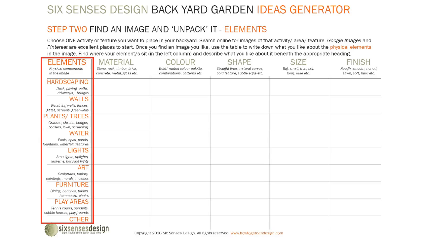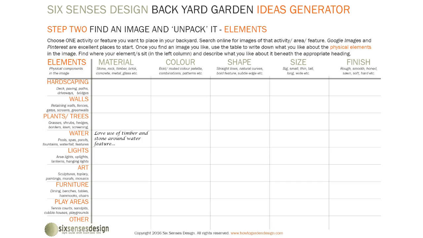As you unpack your image, use the left column to locate the component that interests you, and then write a short description about why you like it beneath the corresponding category. You won't necessarily like every category for a component, so just write in the ones you do.